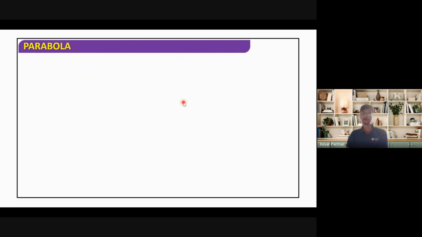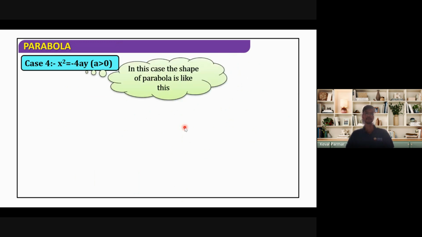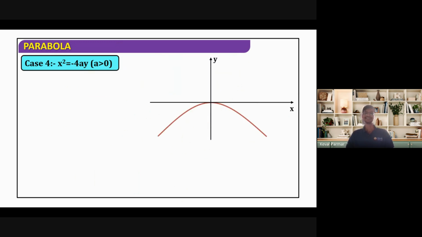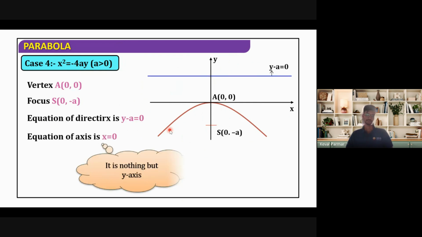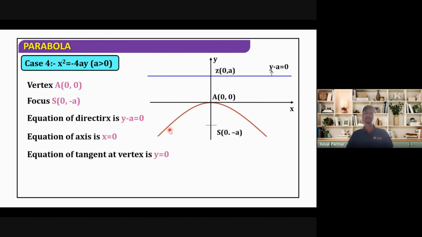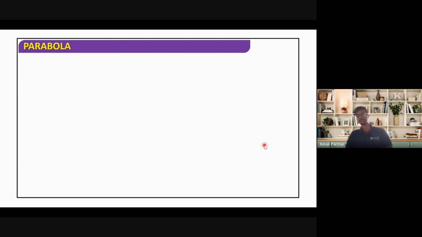Now, similarly, the last part, I hope you guessed it correctly, which is minus 4ay. It will be an inverted U. So now the focus will be here and the directrix will be here. Let us see what the coordinates will be. The vertex will remain the same, even the axis will remain the same, and the tangent at vertex will also remain the same.